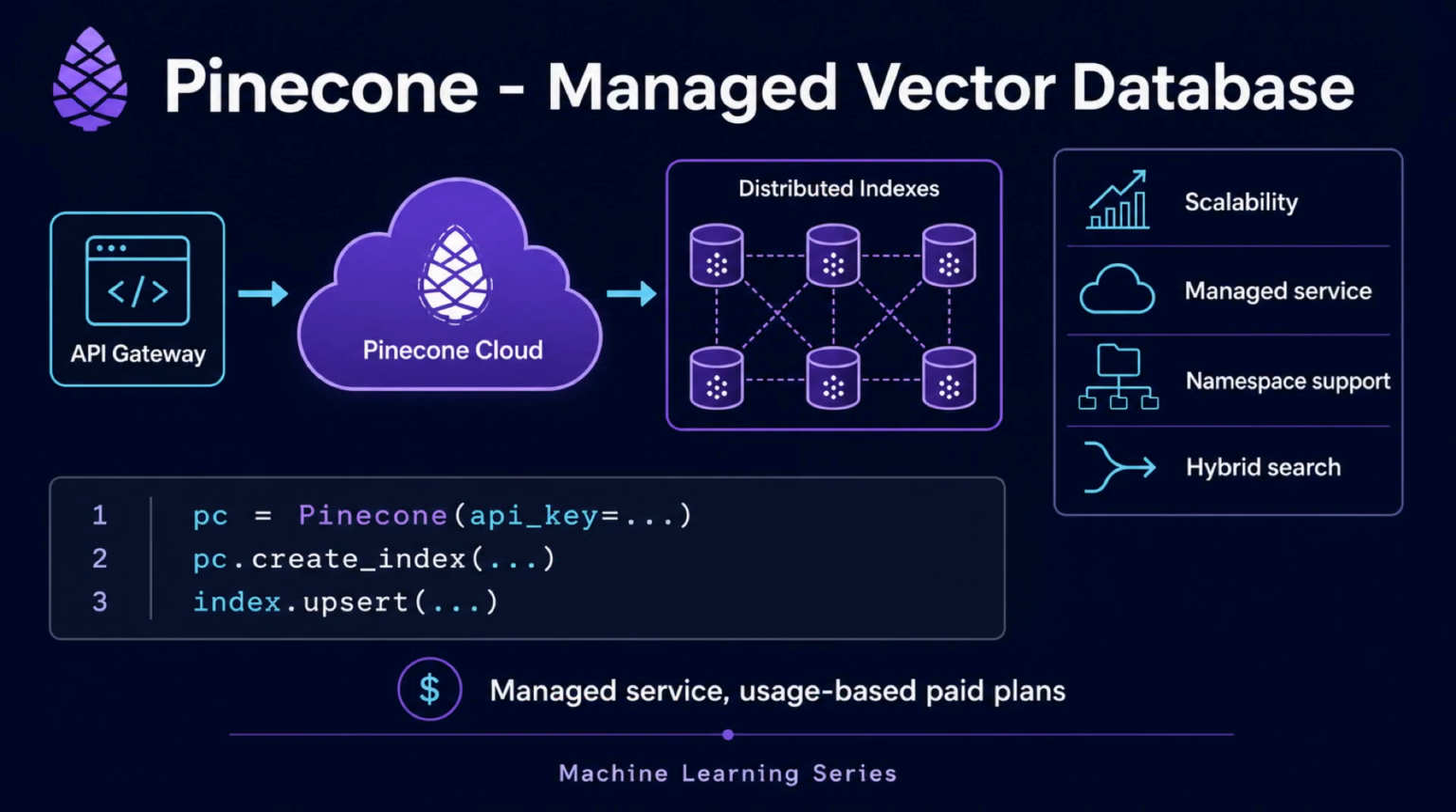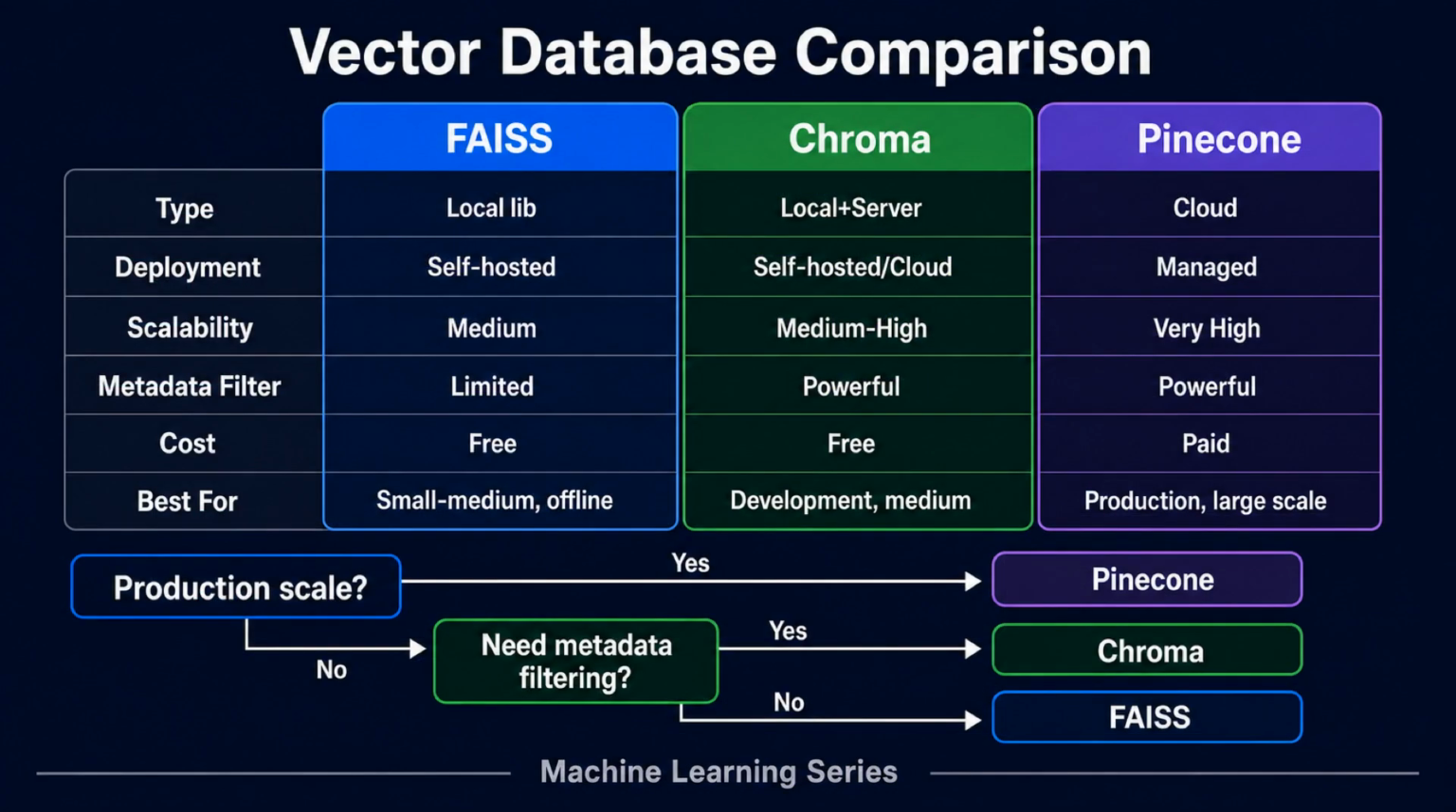Pinecone is a fully managed cloud vector database designed for production scale. Unlike FAISS and Chroma, you don't manage infrastructure. Pinecone handles scaling, replication, and availability automatically. Key features include namespaces for organizing data, hybrid search combining vectors with keyword filters, and high availability across regions. Pinecone is a usage-based paid managed service, priced around the scale of the workload you run on it. It's the recommended choice when you need to scale to millions of vectors, require high availability, or prefer a managed service over self-hosting. Let's compare the 3 vector databases to help you choose.